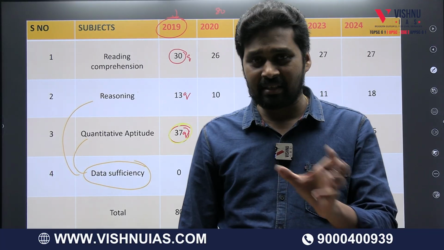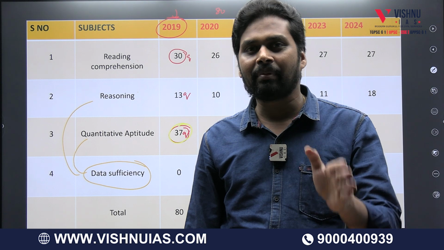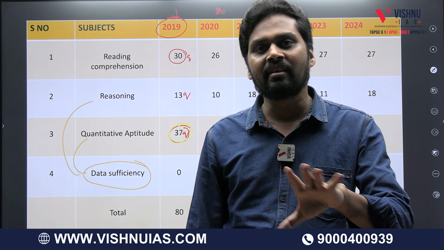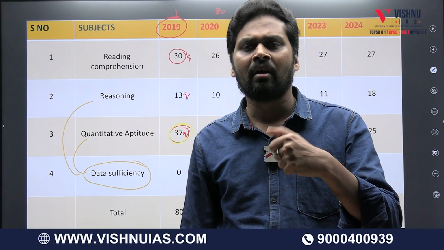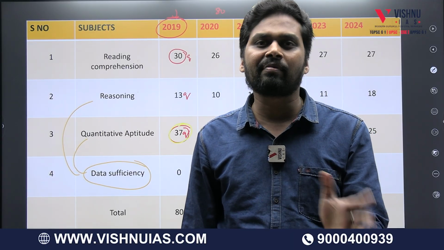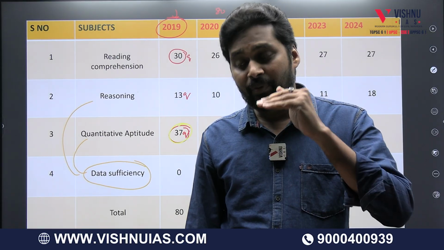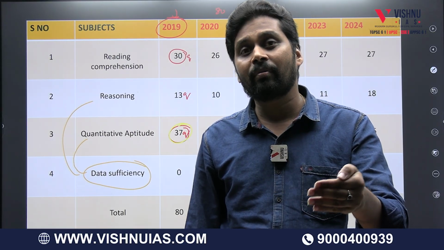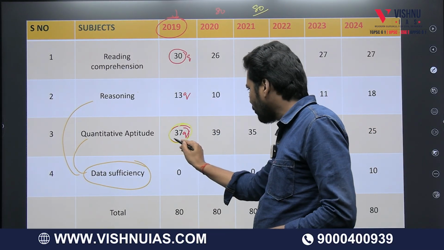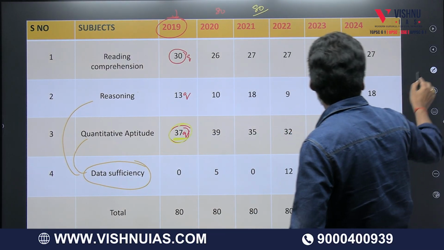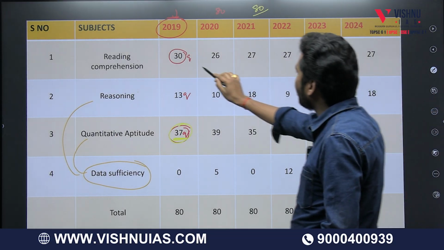Most students, 99%, feel reasoning is the easiest subject. Yes, that's true. Out of all 3 sections, reasoning is the easiest section, and you can score maximum marks from it. Before 2019, more questions were given from logical reasoning, but from 2019 onwards, more weightage is given to quantitative aptitude and comprehension as well.